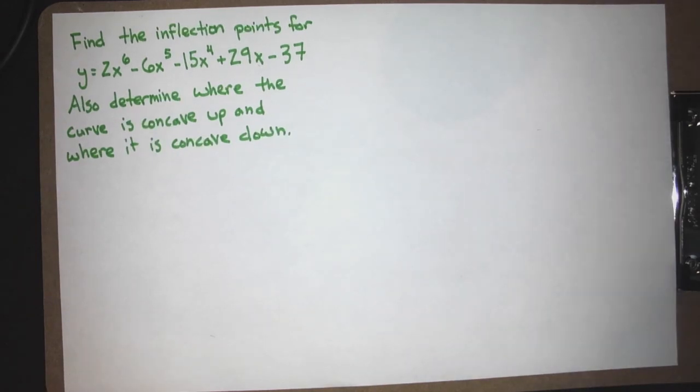Find the inflection points for y equals 2x to the 6th minus 6x to the 5th minus 15x to the 4th plus 29x minus 37. Also determine where the curve is concave up and where it is concave down. How many inflection points are there? How many are there?